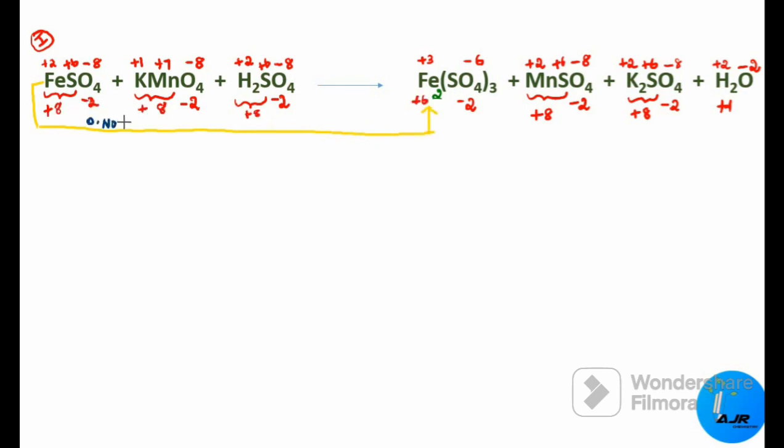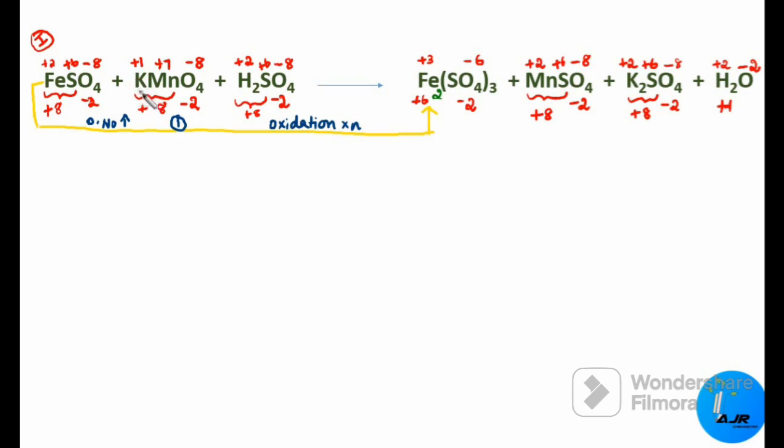Oxidation number has raised. That is, it has raised by 1 unit. One number has raised. Did you see? From +2 to +3. So one number has raised. What has happened here? Oxidation has taken place. Since the oxidation number has raised, an oxidation reaction has taken place. Understood?